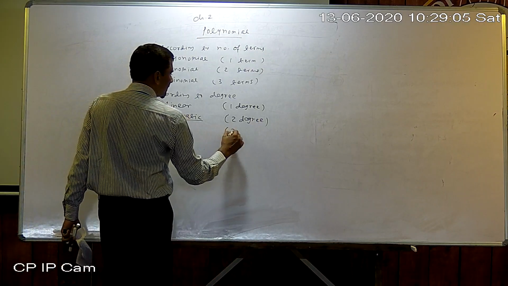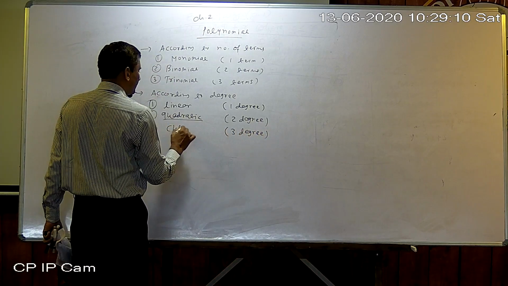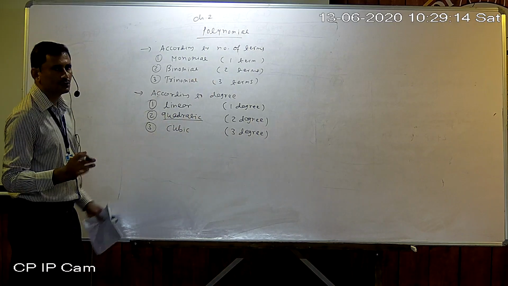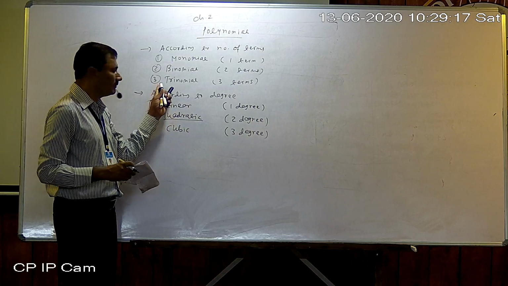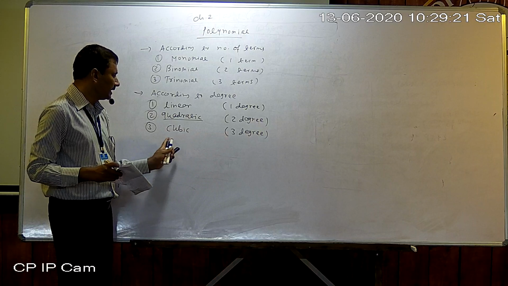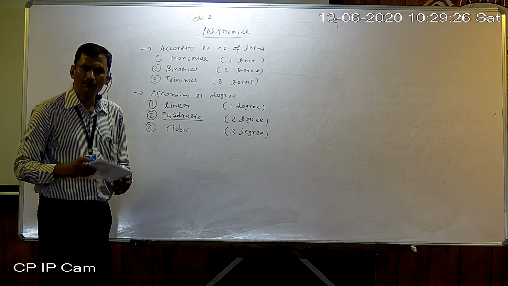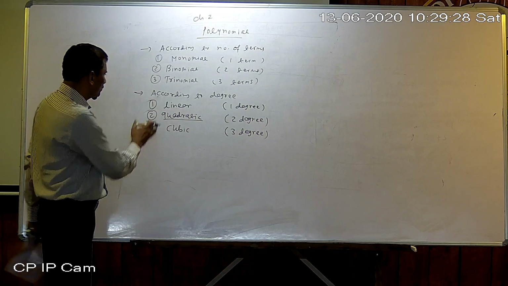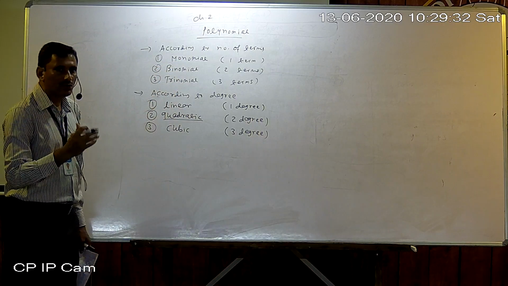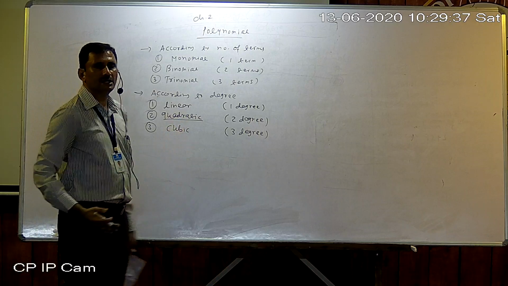If 3 degrees is there, then it is called cubic, means cubic polynomial. If 4 is there, it is called biquadratic. I actually told it by mistake earlier, but that is according to degree. If 4 degree is there, it is called biquadratic, but it is not part of our syllabus, so we stop here only. So these are the types. You already went through all these types in standard number 9.